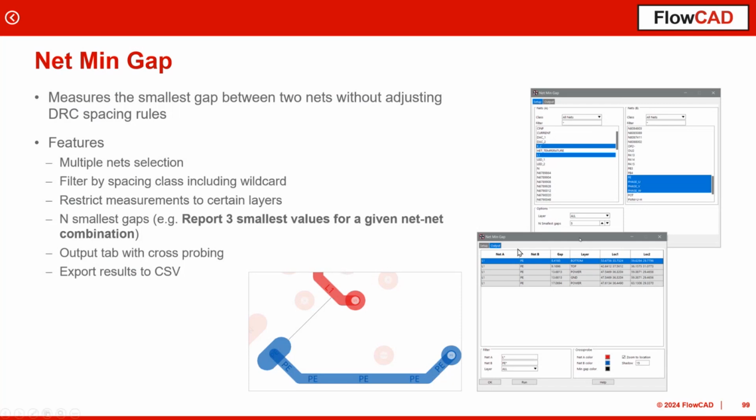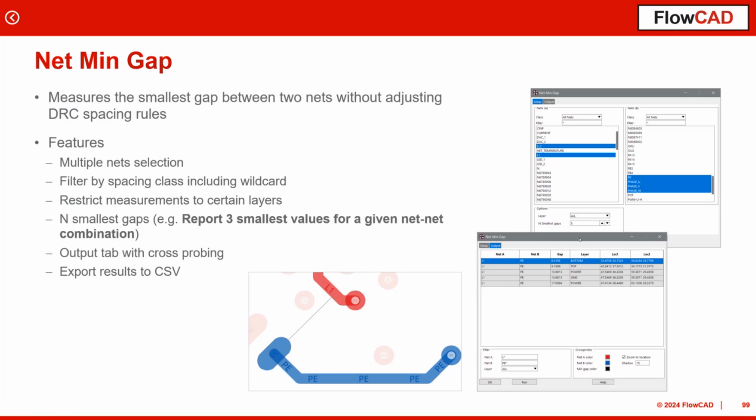And if you are interested in the smallest value between two nets, you have to measure all the combinations and then filter them somehow in an external application in order to get the smallest gap. Of course, it might be possible to adjust the spacing rules in Constraint Manager until the first DRC gets generated. But this is time consuming. This is awkward, and usually you don't want to change the constraints, right? So NetMin Gap is an application especially for those kinds of review-related purposes.